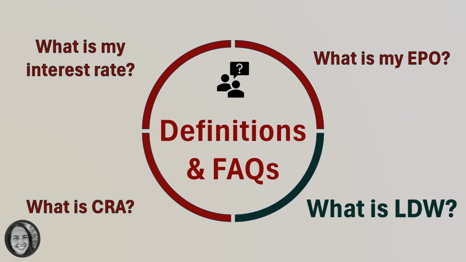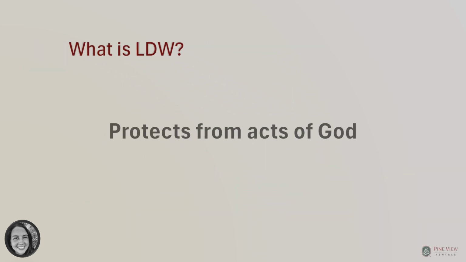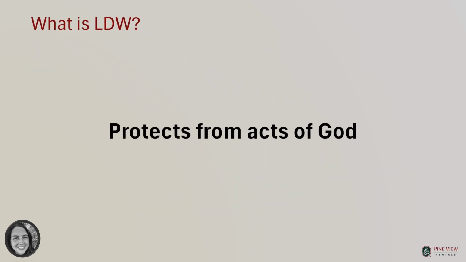As the customer is reading through the contract, they may ask you, what does the liability damage waiver cover? Liability damage waiver protects from acts of God, storms, winds, flooding, wildfires, etc. If an act of God causes repairable damage, the rental company would ensure that that repair happens, and the customer would continue to make their monthly payments.